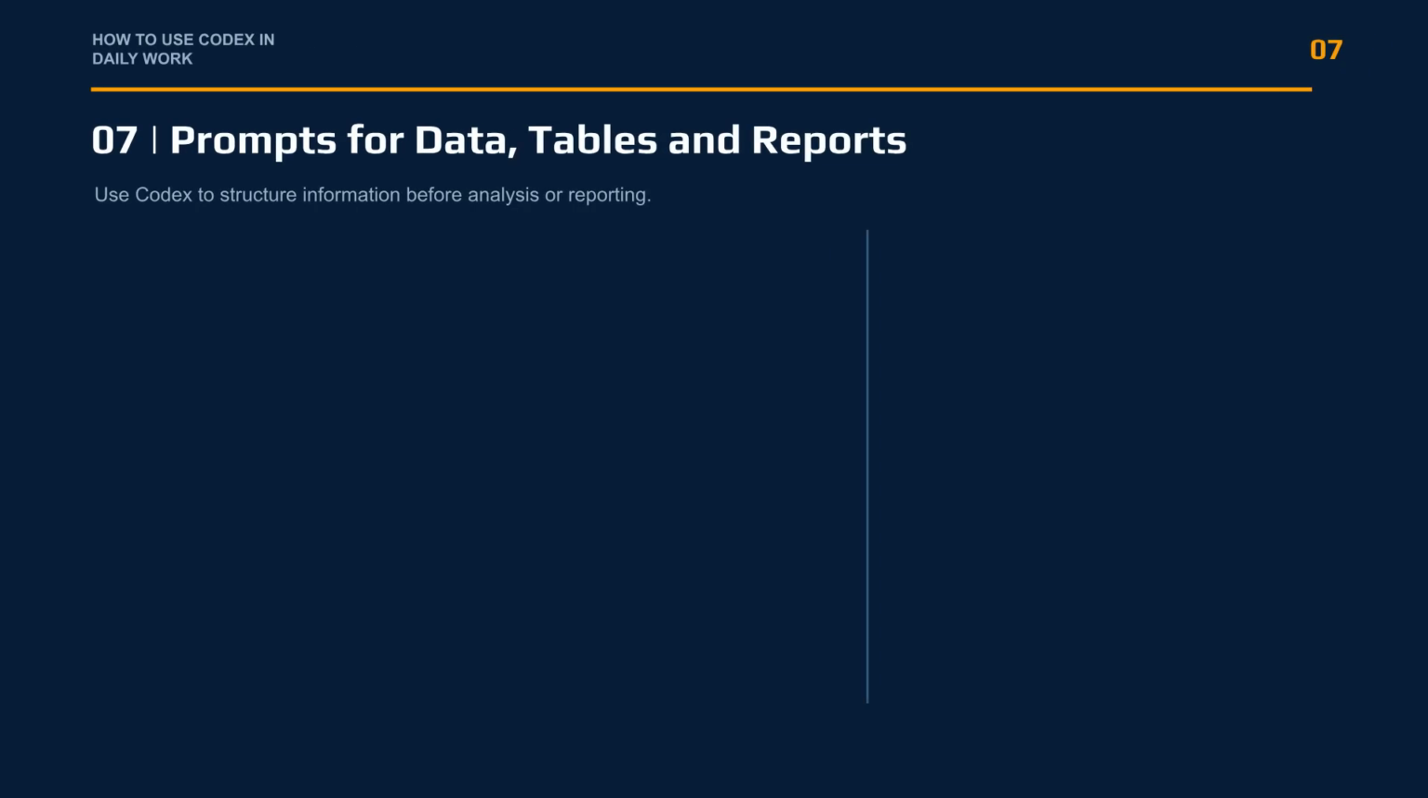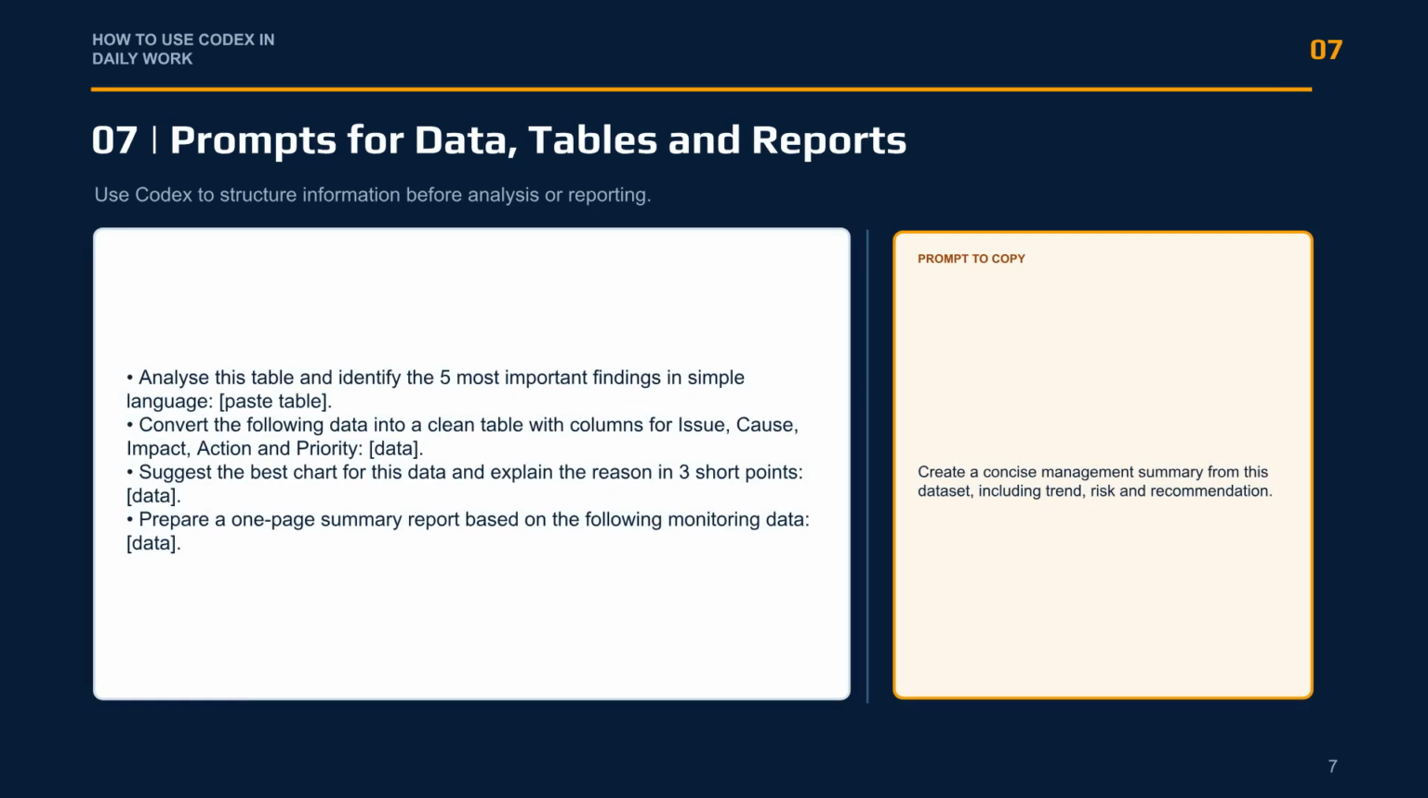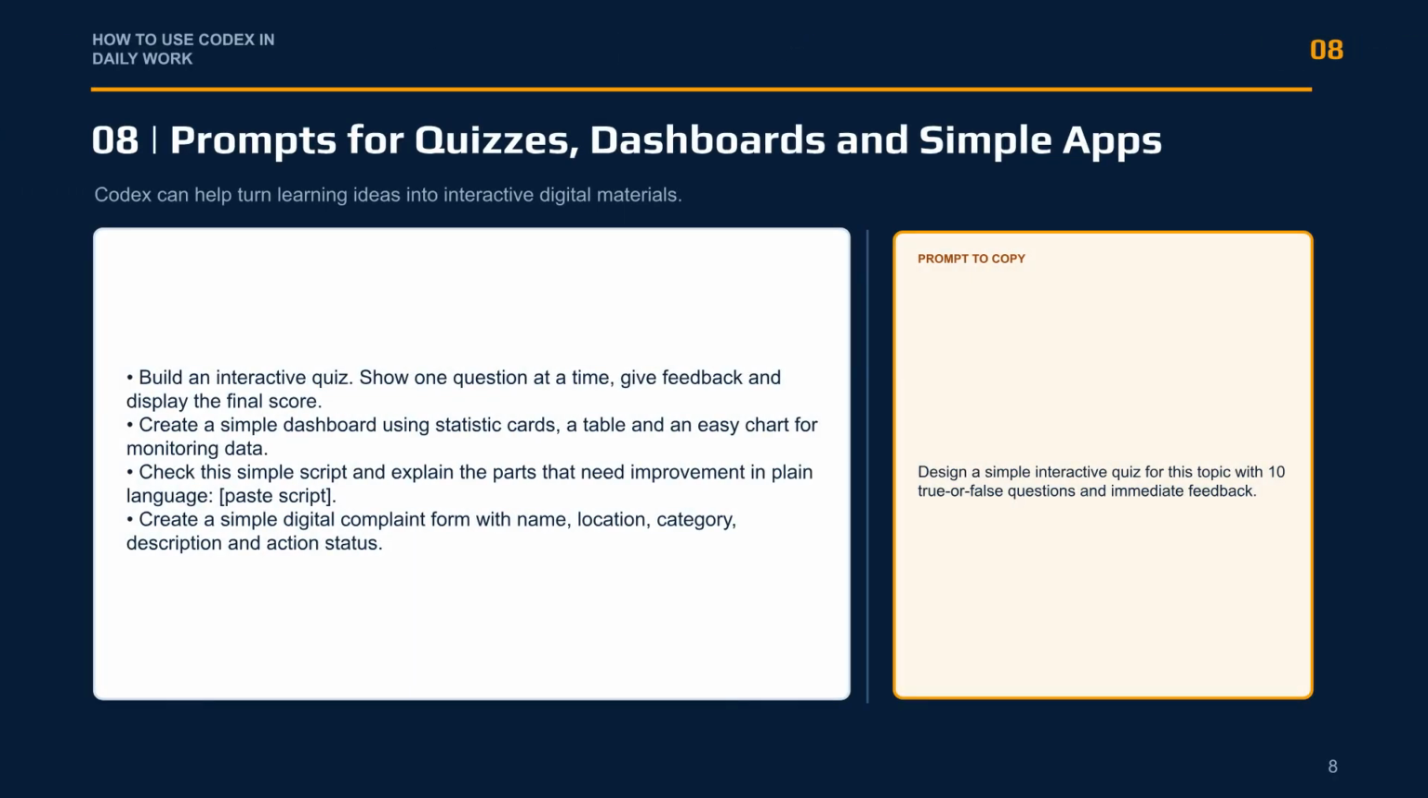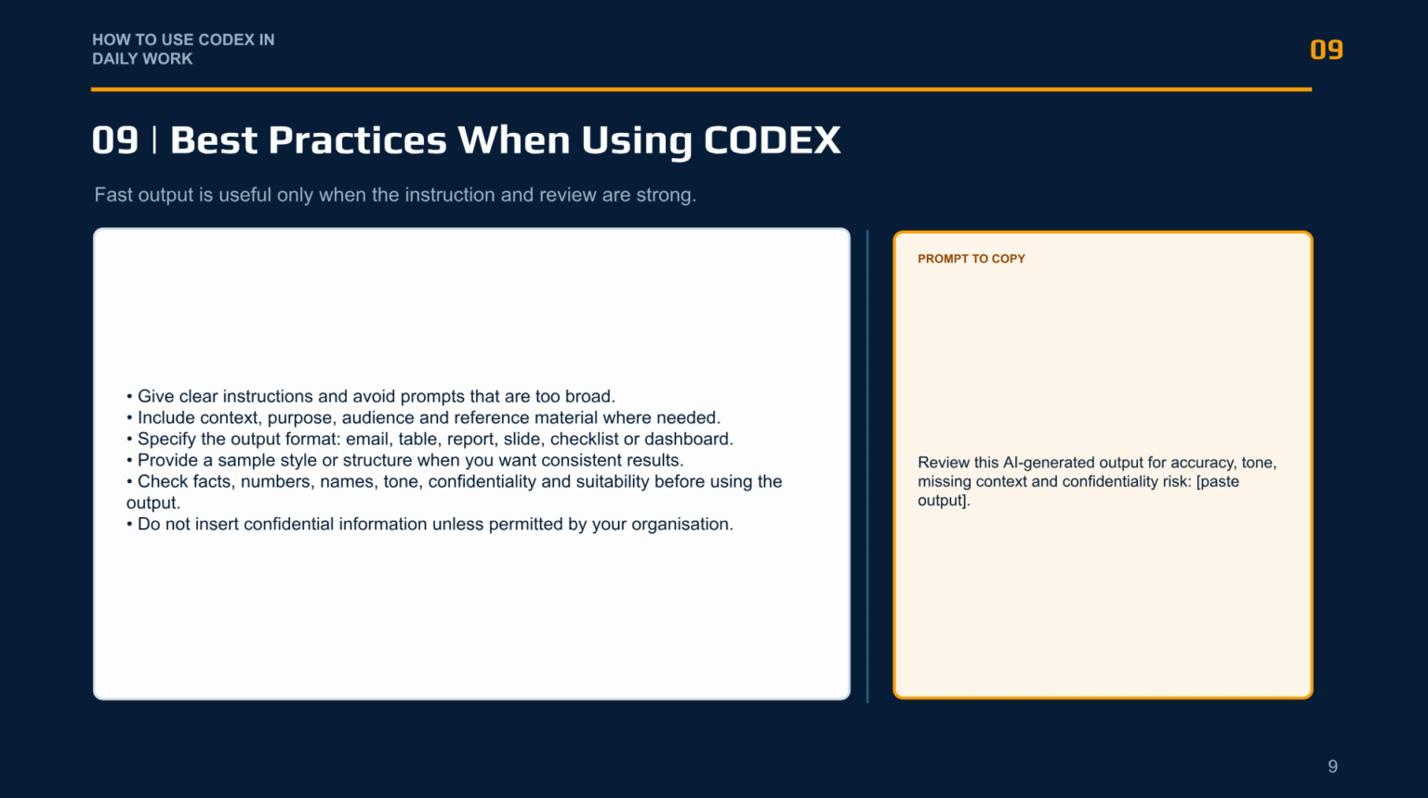When dealing with data, tables, and reports, use Codex to organize your information. You can ask it to identify key findings, convert raw data into structured tables, or suggest the most effective way to visualize your information. Codex can also help you build interactive digital materials like quizzes or simple dashboards. Whether it is creating monitoring tools or drafting complaint forms, it is an efficient way to turn learning ideas into functional digital outputs.